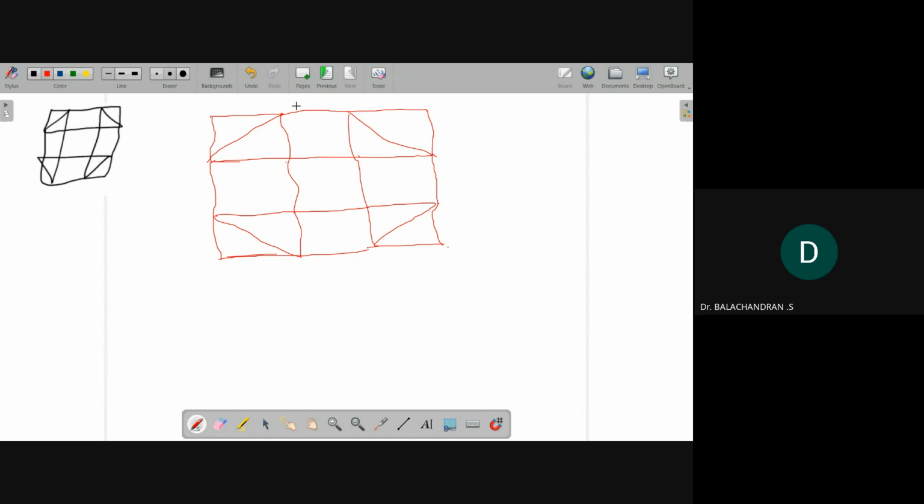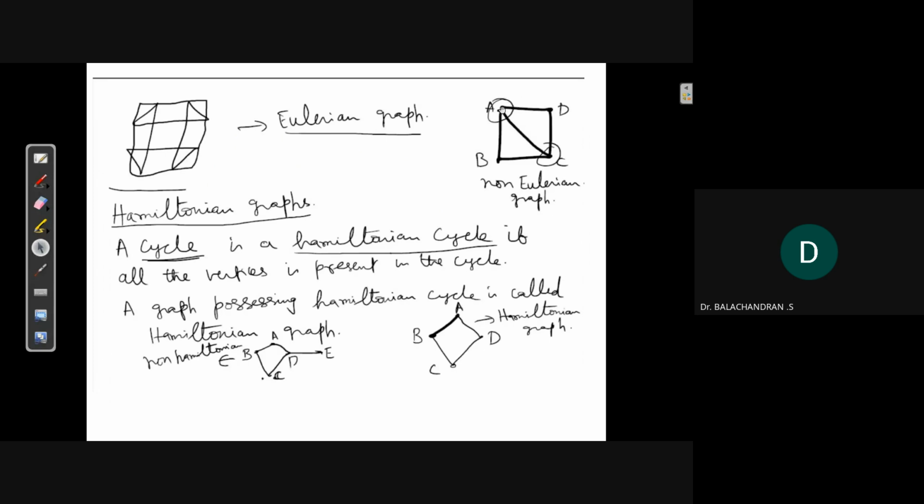So that's why this graph is what? This graph contains Eulerian circuit. That's why this graph is Eulerian graph. Okay, and also you can check the degree of each vertex. This is 2, this is what? 4, this is 4, this is 2. The degree of all the vertices are what? Even degree. But here, this is even, this is even, this is odd, this is odd.